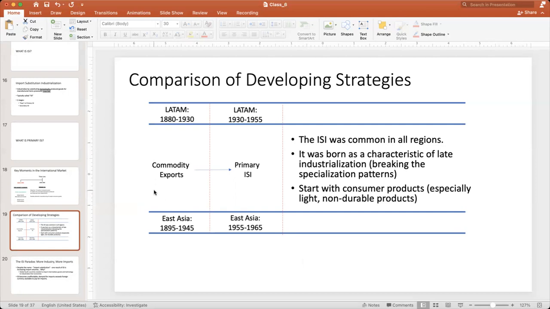However, we're going to divide the developing world, the global south, only into two regions: the Latin American countries and the East Asia countries. And as you can see, Latin American countries started to implement the ISI 30 years before the East Asia countries. So Latin American countries started to implement the industrialization in 1930, whereas East Asia began to implement these types of policies only around 1960.